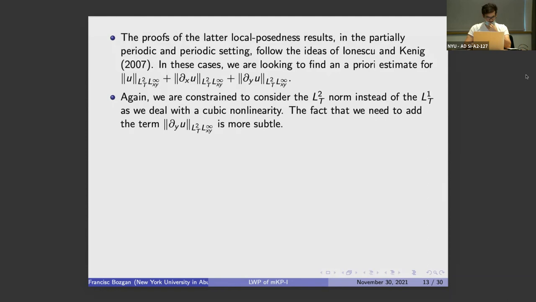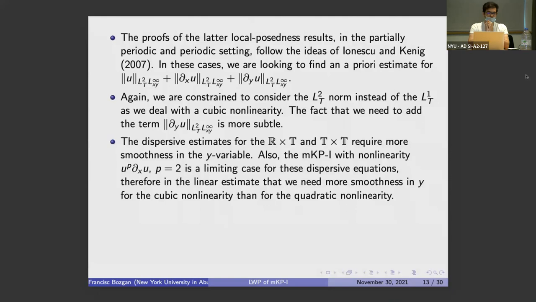These actually come from the fact that the dispersive estimates, or Strichartz estimates, for the partially periodic and fully periodic cases require more smoothness in the y variable. For the cubic nonlinearity, this is a limiting case for these Strichartz estimates, and therefore the linear estimate will require more smoothness in y when we apply the Strichartz estimates. That's the difference from the usual quadratic nonlinearity, where we don't necessarily require that much smoothness in y.